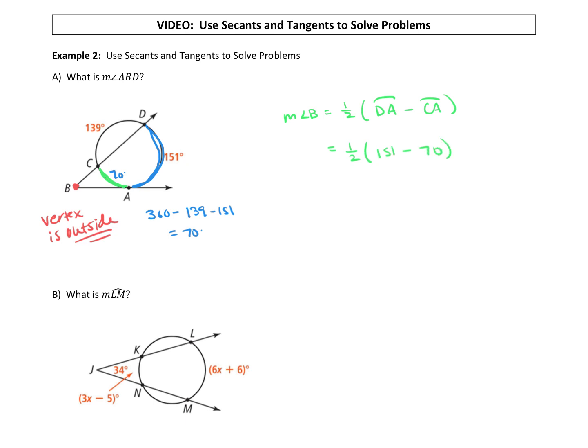By the way, when you find the difference of your arcs, we should always get a positive number here. So if you subtract and you get a negative number, you probably put those in the wrong spot. So just be careful with that little detail. We can keep subtracting. 151 minus 70 is 81. So half of 81 is 40.5 degrees. The measure of angle B is equal to 40.5 degrees.